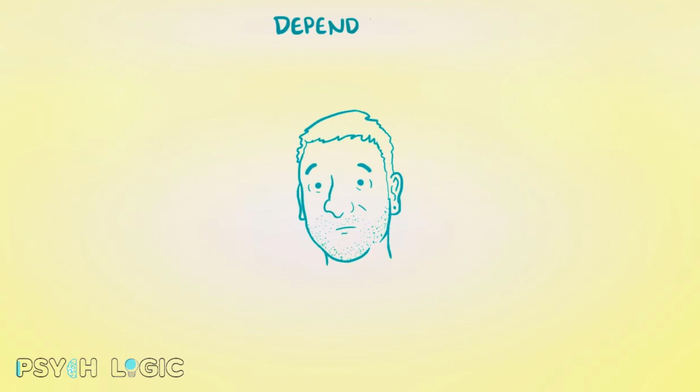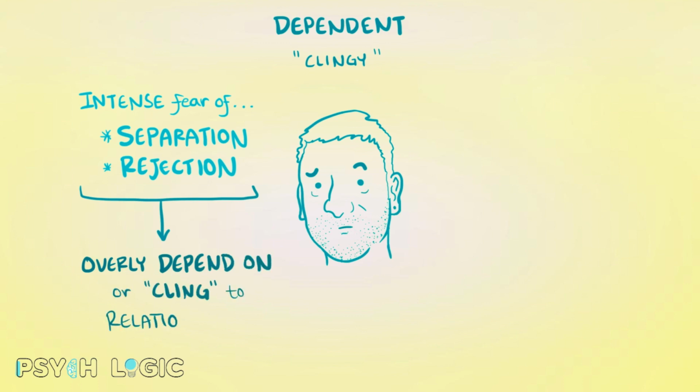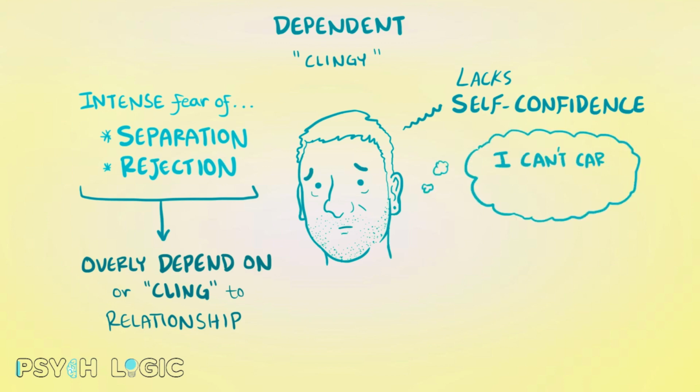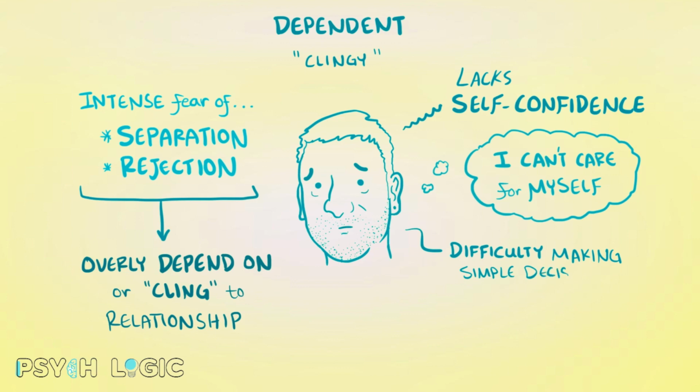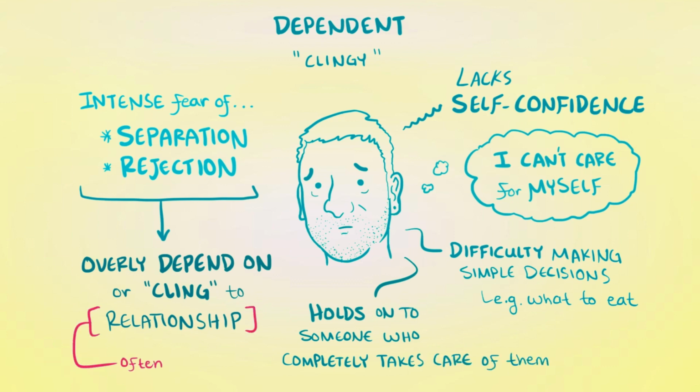And then finally, we have dependent personality disorder, which is associated with the word clingy. These people have an intense fear of separation and rejection, so they tend to overly depend on or cling to the relationships that they do have. They lack self-confidence and believe that they can't adequately care for themselves. And they find it nearly impossible to make even simple decisions, like what to eat for lunch. And they become desperate to hold on to someone who can completely take care of them. Sadly, these individuals often get trapped in abusive relationships.